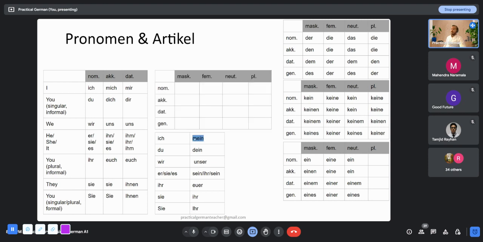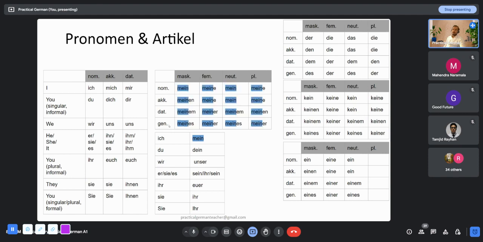Now, each of these will have their own table. For example, when I say my programmer, if programmer is masculine, then I have to decide how I am using the programmer. Is it masculine, feminine? Programmer is masculine, so we will stick to this column. But then I have to decide in which case the noun is, whether it is nominative, accusative, dative, or genitive. So you have mein, meine, mein, meine. Accusative is meinen, meine, mein, meine. If you are paying some attention, you can get this table.